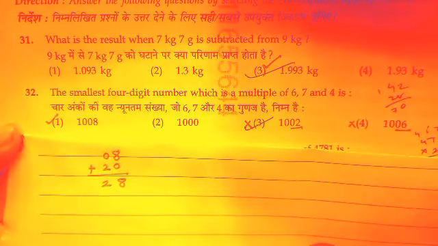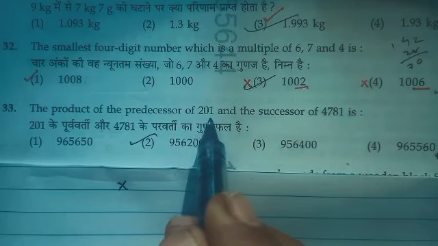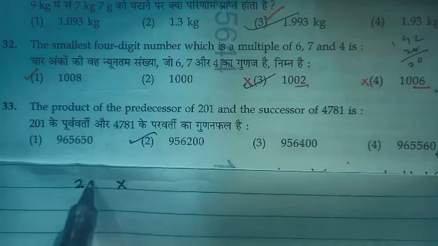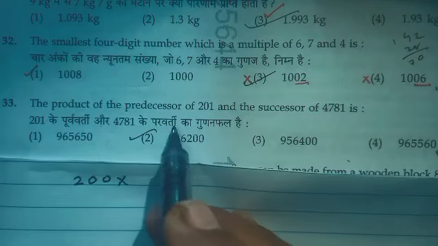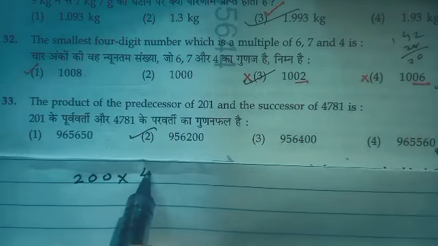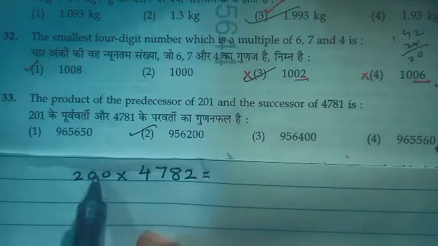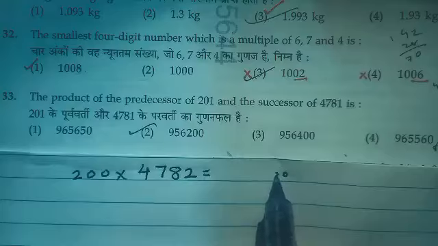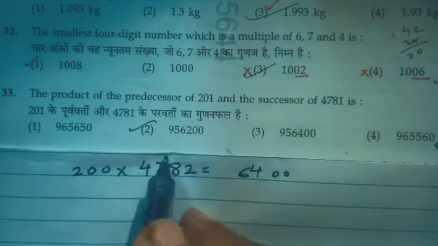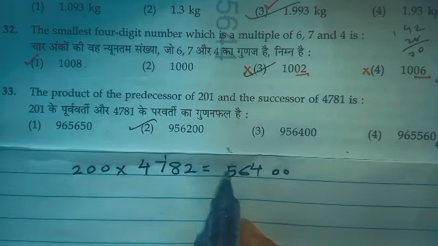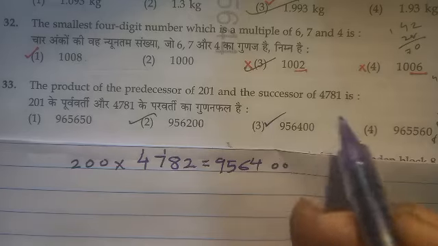Question number 33. The product of the predecessor of 201, which is 200, and the successor of 4782 is. Multiply: 2 times 8 is 16, 2 times 7 is 14 plus 1 is 15, 2 times 4 is 8 plus 1 is 9. This is our answer.